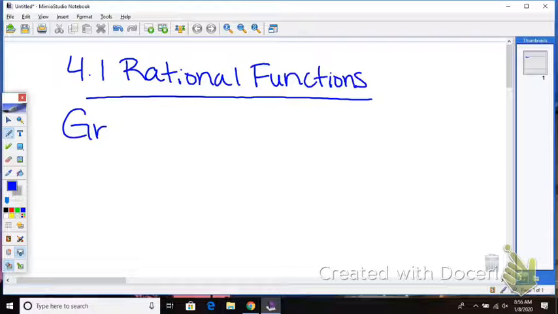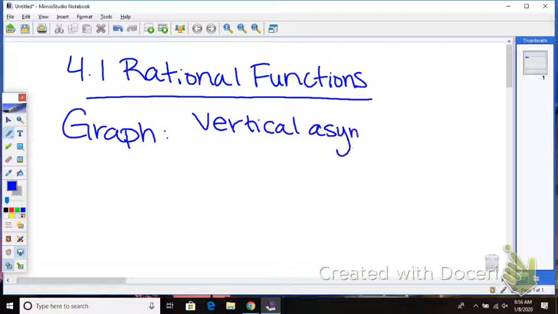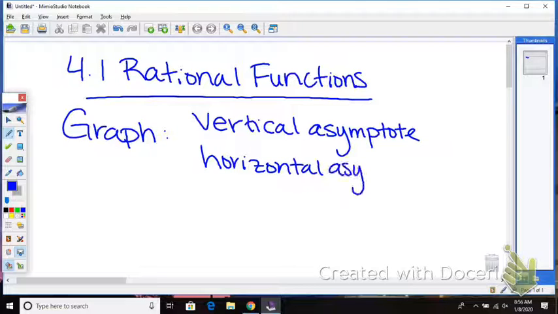There's more than two things, but two things that we're going to learn today. First thing we're going to learn is the vertical asymptote. Asymptote? I know, I have to concentrate. That's how you spell it. Asymptote. And the horizontal asymptote. It's a hard word to spell.